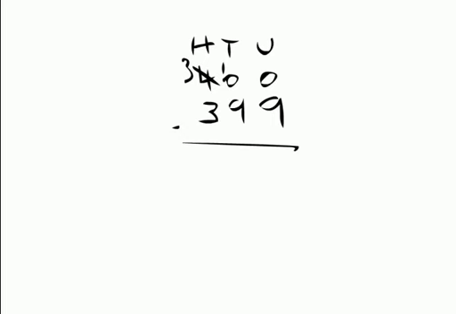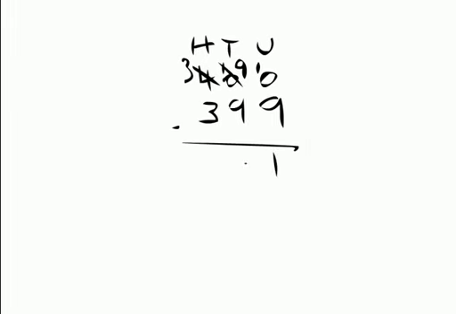The next process is to borrow again from this 10. Now it becomes a 9, and the 0 under the unit becomes a 10. Now it is possible to subtract. Let's subtract under the units. 10 minus 9 is 1.